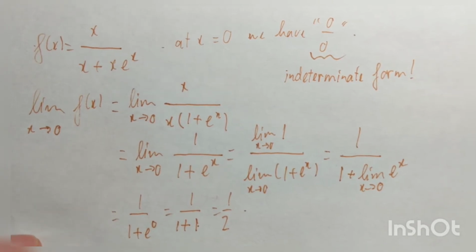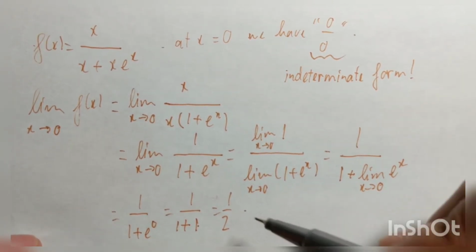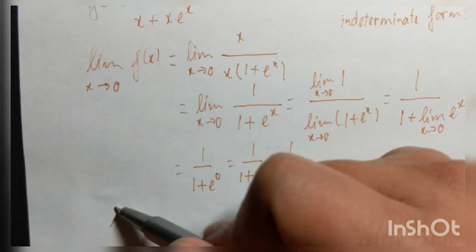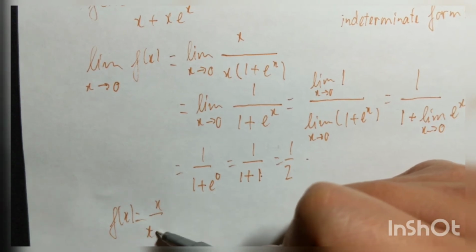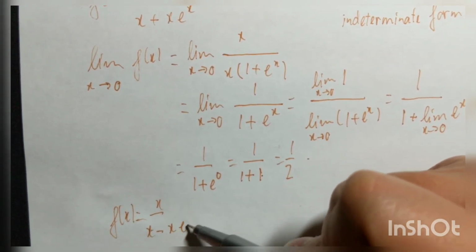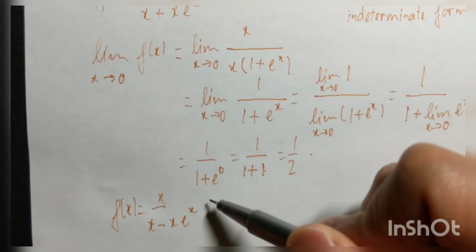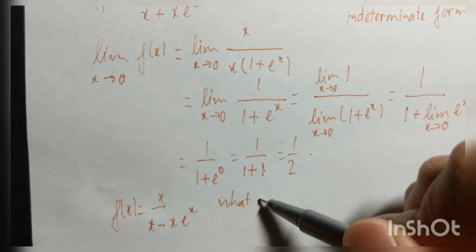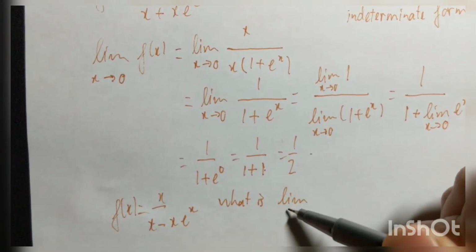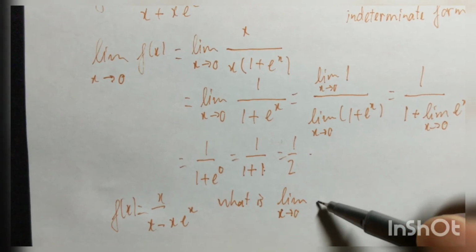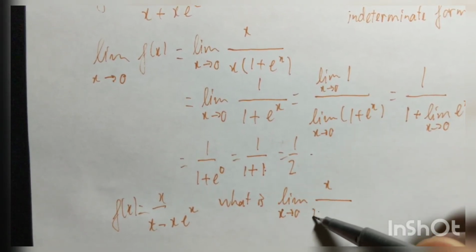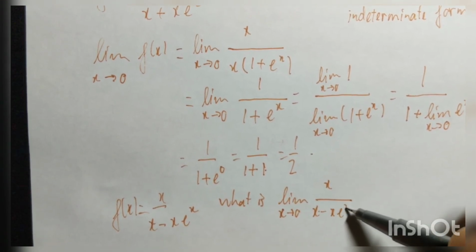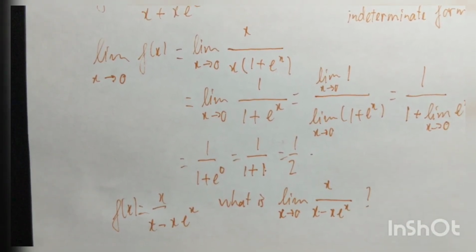Now you see, this is nice. How about if we change the function to f(x) equals x over x minus x times e to the x? What do you think is the limit as x goes to 0 of x over x minus x times e to the x? Is it the same? Is it different?